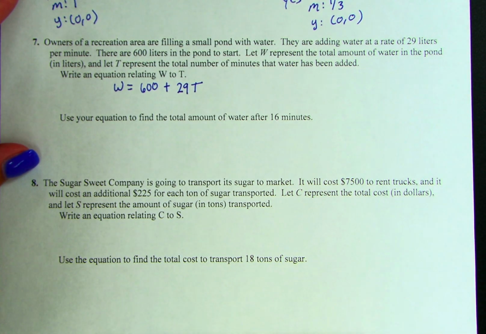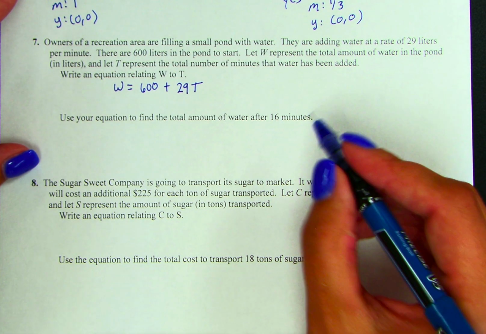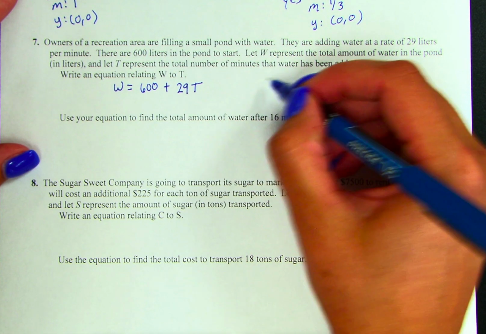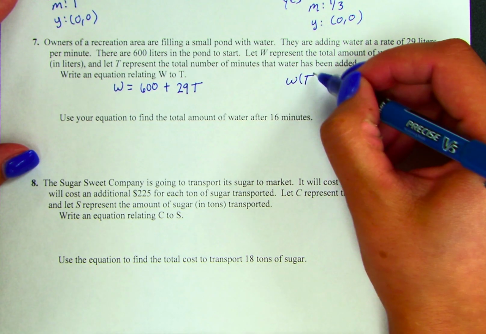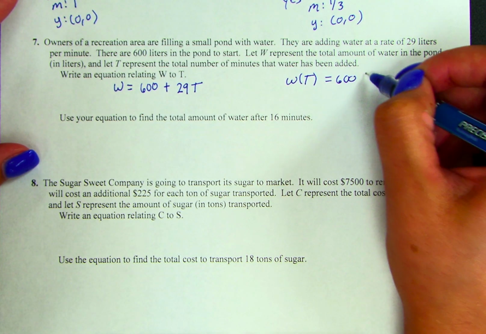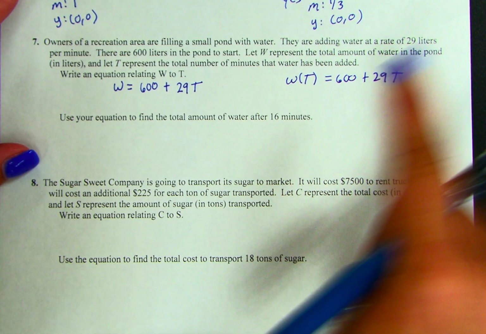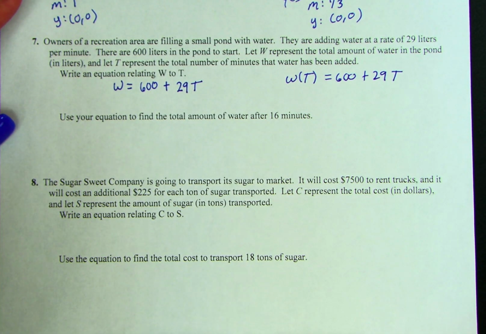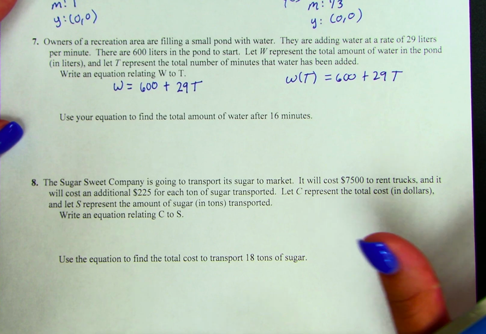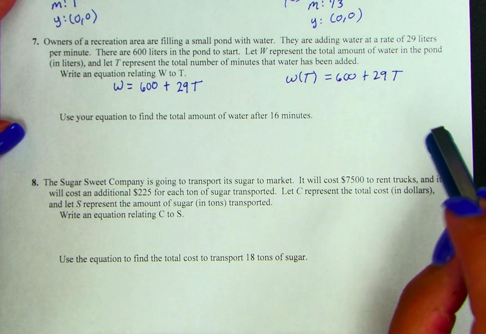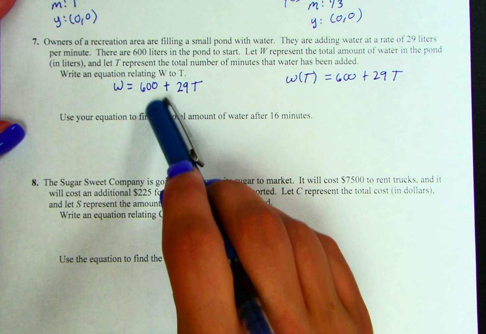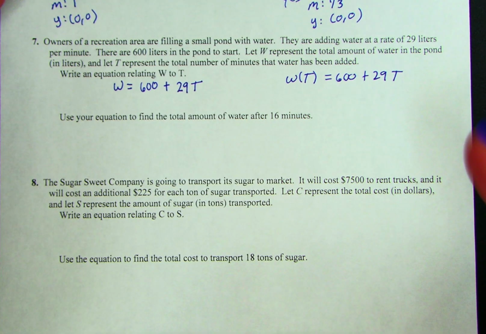Now, if you want, we could also write this in our function notation. So instead of W, we would have W of T, and then equals the 600 plus 29T. So either form is acceptable. Now, this is a topic in ALEKS, so I believe when you write your answer, it's going to want it in this form. So just make sure that you're paying attention to how it wants the answer formatted.